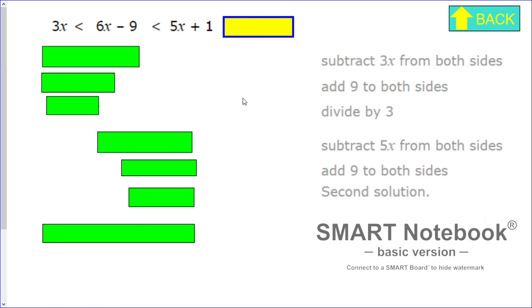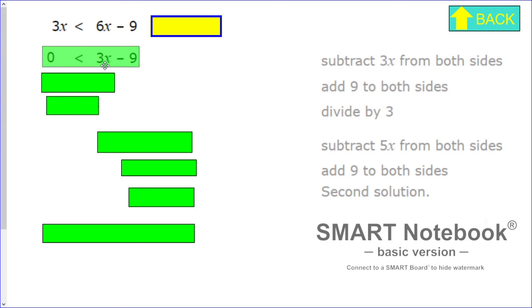Pause the video and try this one on your own. Okay. Let's deal with the first one. I'm going to cover up this inequality here. We're not going to do that one yet. Let's just deal with this inequality. 3x is less than 6x minus 9. So we want to keep the x's positive, okay? So let's bring the 3x over on this side. We're going to subtract 3x on both sides. So we end up with 0 is less than 3x minus 9.